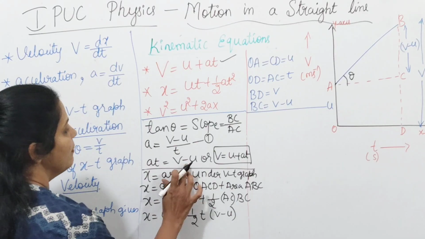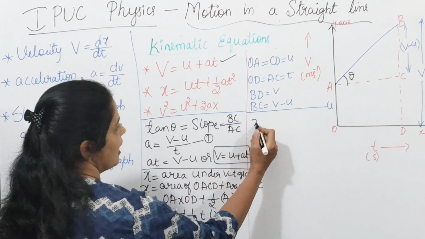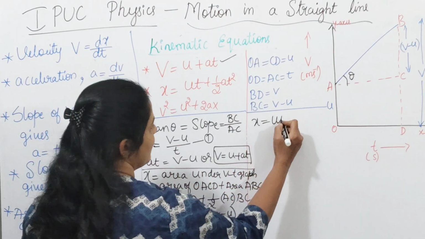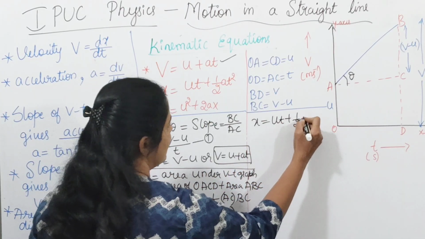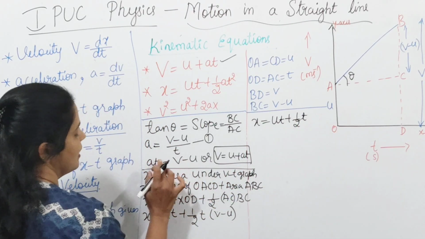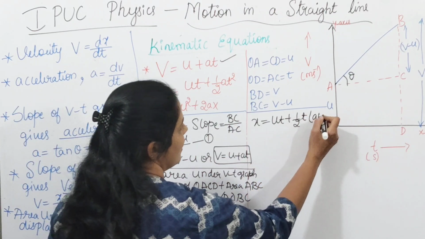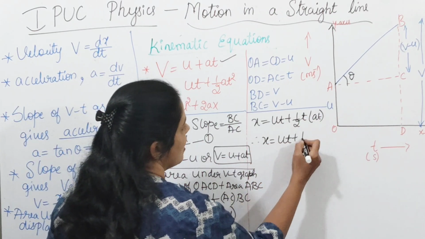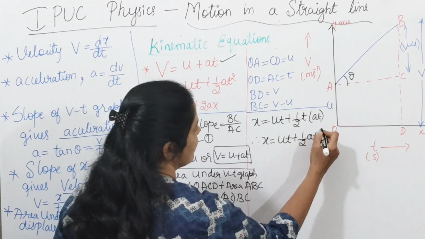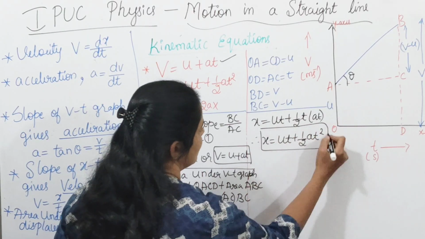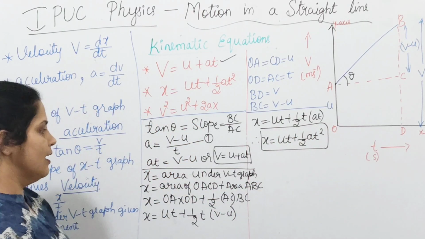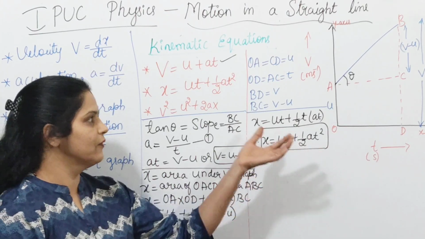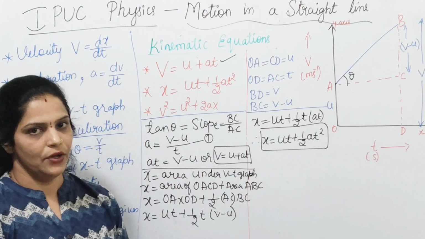But V minus U is AT, therefore we can write UT plus half into T into AT. Therefore, x is equal to UT plus half AT square. We got this relation. So the area under the VT graph gives displacement, and from that concept we arrived at the second equation.